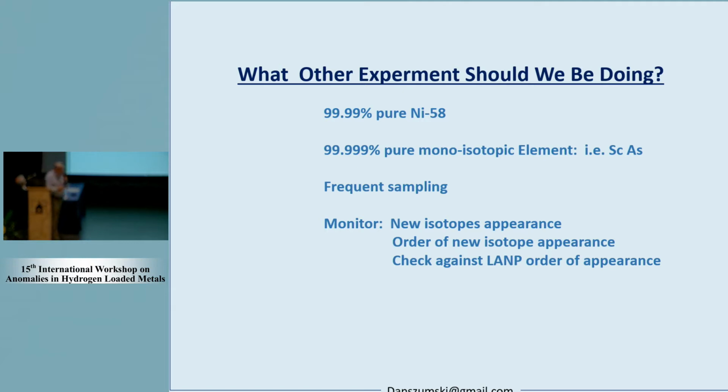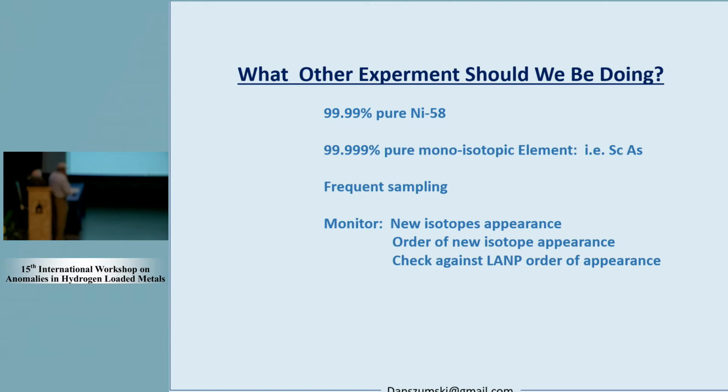I'd like to take a look at the first couple of reactions that occur in Miley's electrode, or in some other electrode. So the best way to do that, I figured, is to take 99.9% nickel 58, a single isotope. This is readily available in the United States from American Element. Alloy it with 99.999% pure, one of the monoisotopic elements, scandium or arsenic, for example. And then do frequent sampling.